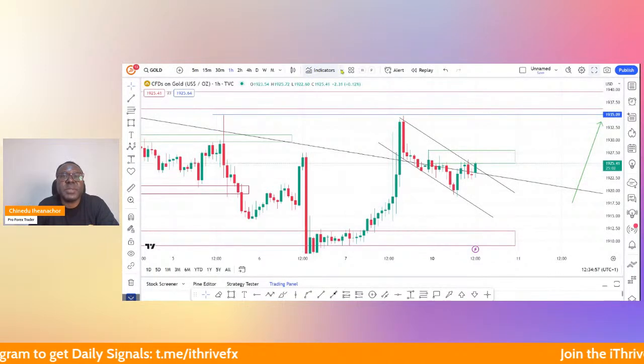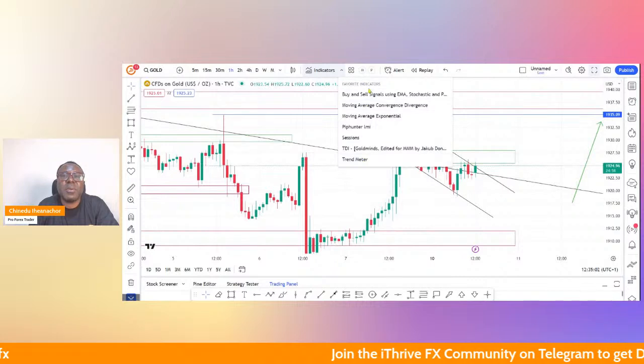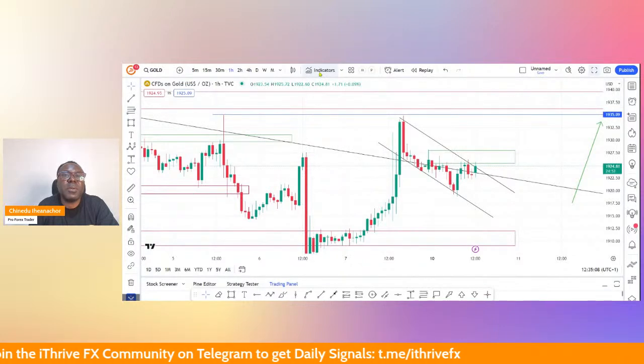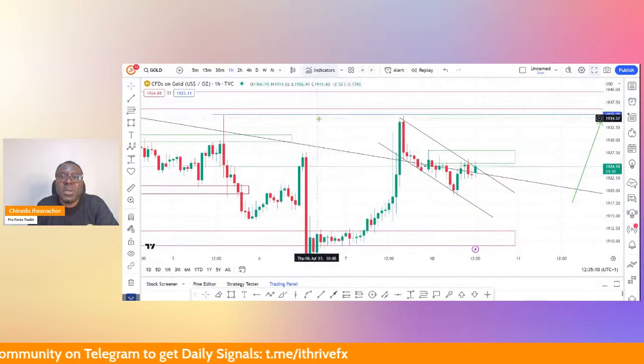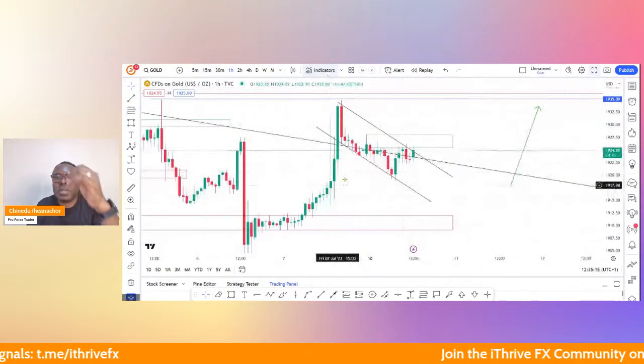What's wrong with this button? It's not giving me sections. Okay, so let's try this button. I don't know what's wrong with the indicator button.